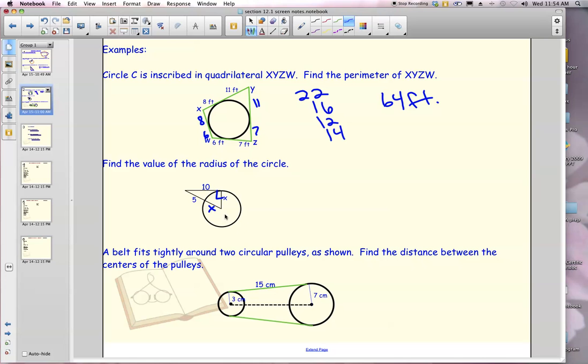If I want you to find the value of the radius, what relationship can we set up here, knowing that this is a 90-degree angle? Well, we would use the Pythagorean theorem. We would say x squared plus 10 squared equals, and then we would represent this side by 5 plus x. And so we would square that. So we would do x squared plus 100.